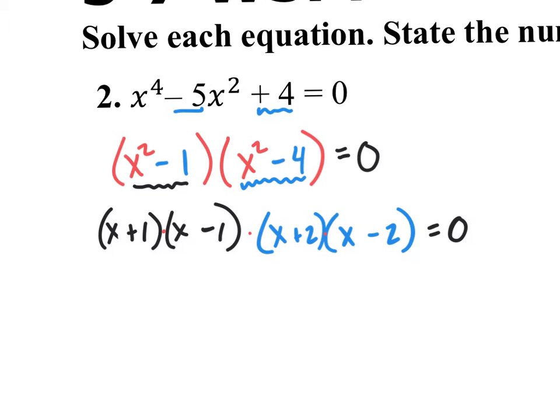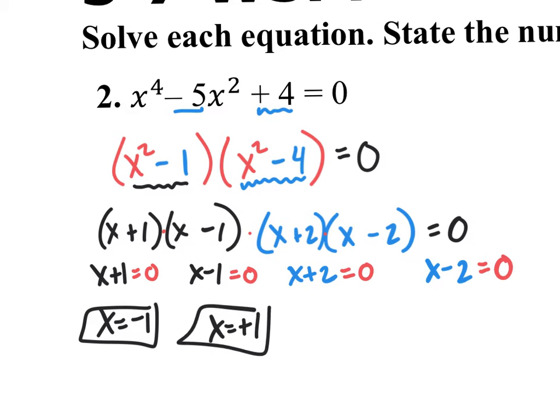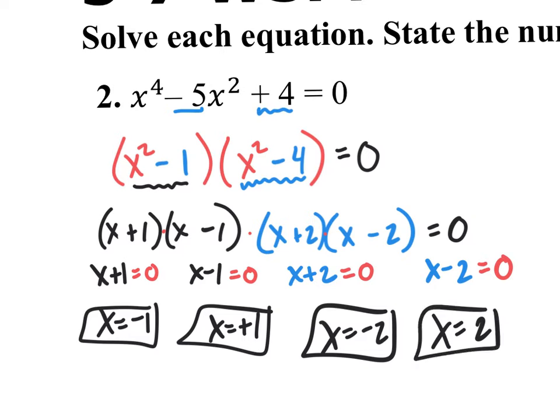We're going to use the zero product property to split them and solve. As you can see, I've split them all, set them all equal to 0, which gives us our 4 answers. X equals negative 1, x equals positive 1, x equals negative 2, x equals positive 2, if you solve each of those simple one-step equations.